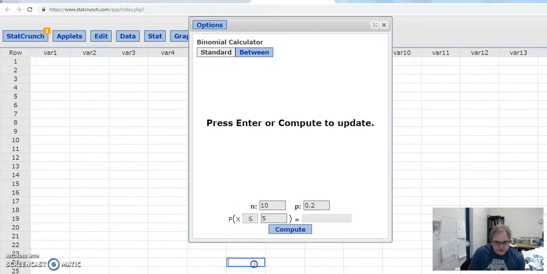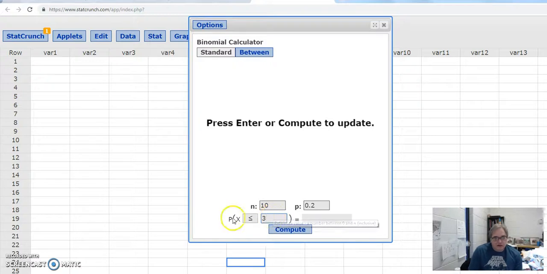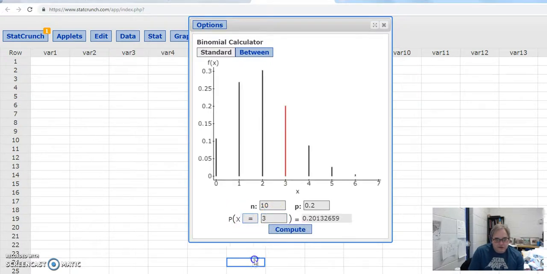This is equal to 3 heads. So I want to flip the coin 10 times. Probability of a success is 0.2. What's the probability that in this situation I flip 10 times and get exactly 3 heads? Keyword exactly, so just equal to 3. That'd be 0.2013 or around 20%.